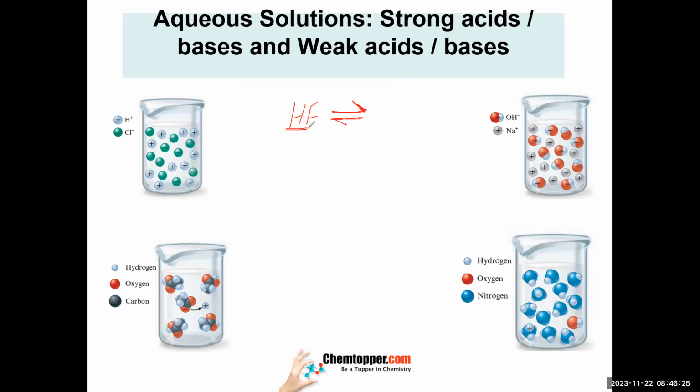Is it soluble in water? Not soluble. All acids are soluble in water. So what should I write? AQ, because it is soluble in water, right? Now it's going to dissociate. Some of it, like this, some of it, not all of it. So what should be here in the dissociated form?